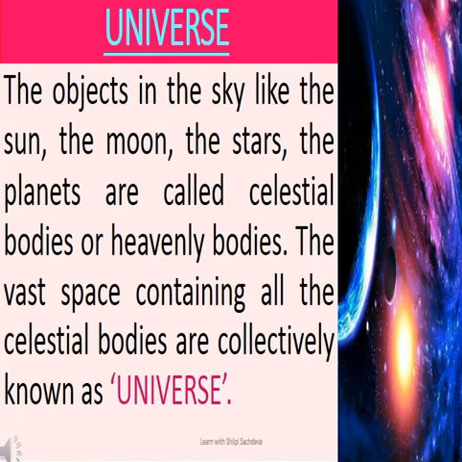All the objects in the sky are called heavenly bodies or celestial bodies. The sun, the moon, the stars and the planets including the earth are celestial bodies. The celestial bodies are spread over a very vast space. So we can say that the vast space containing all the celestial bodies is collectively known as the universe.